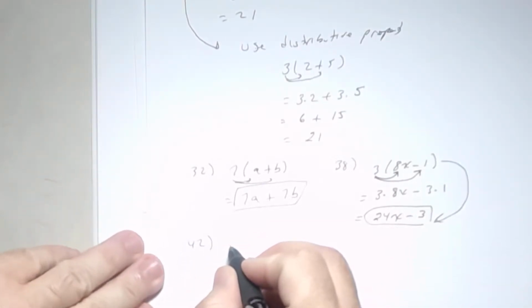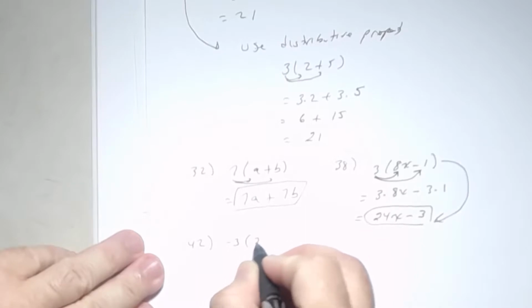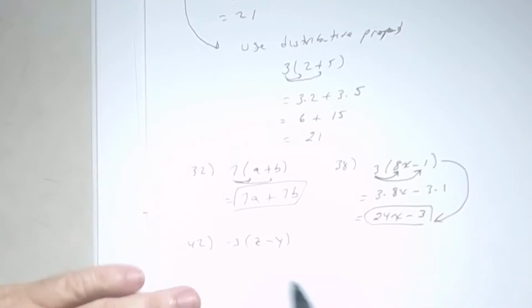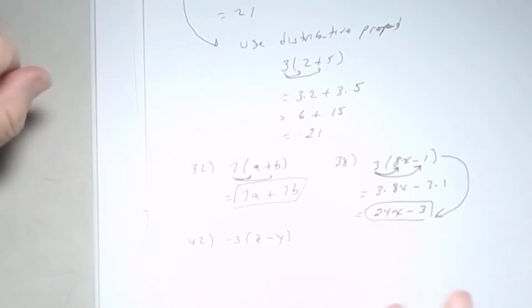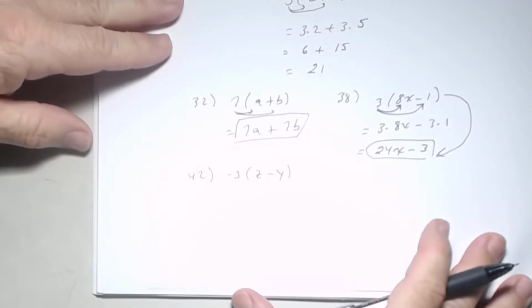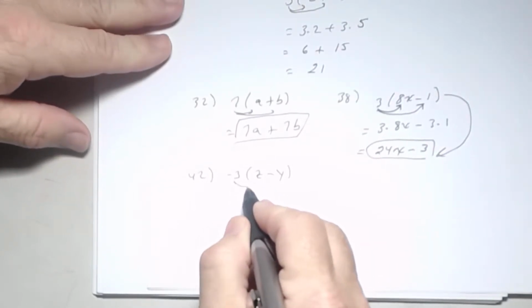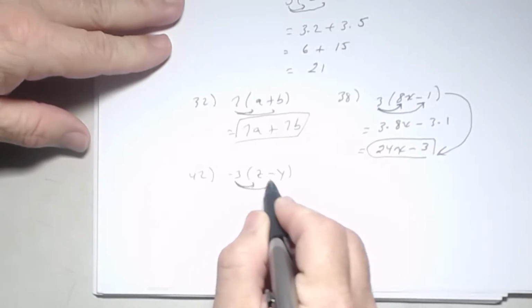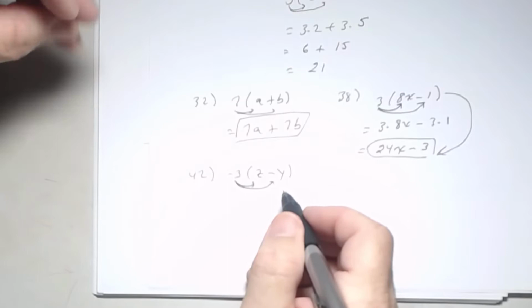You have negative 3 times z minus y. So again, you're going to use our property. Distributive property. So you're going to say negative 3 times z, and then negative 3 times a negative y. I'm going to just say it as negative y.